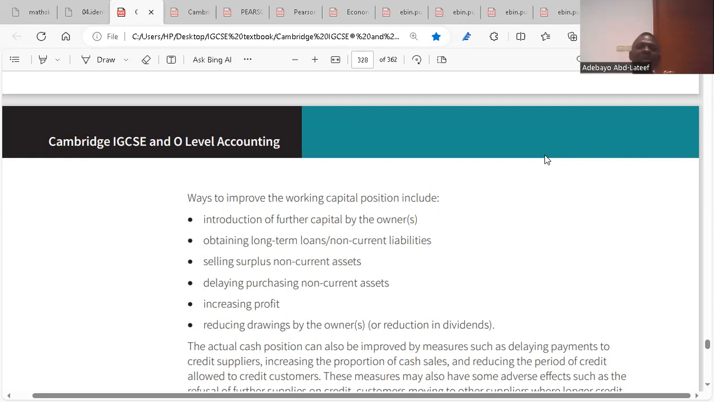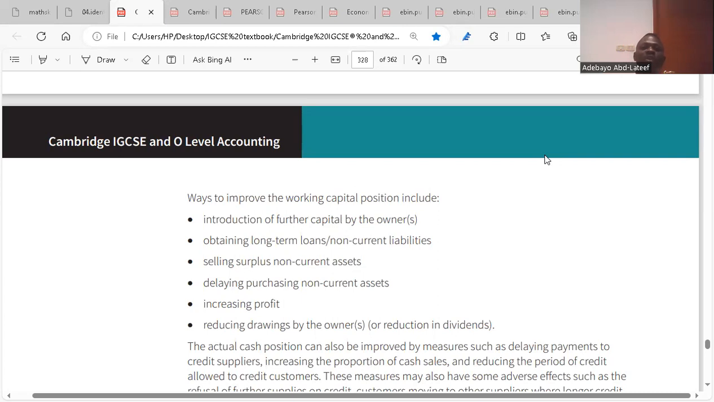The third point, selling surplus non-current assets. That means you are selling those non-current assets that you are not using, instead of them becoming obsolete. Or maybe you have two motor vans and you are only using one, the other one is just there. You wasted it. So you can sell it to have cash. It increases your working capital.